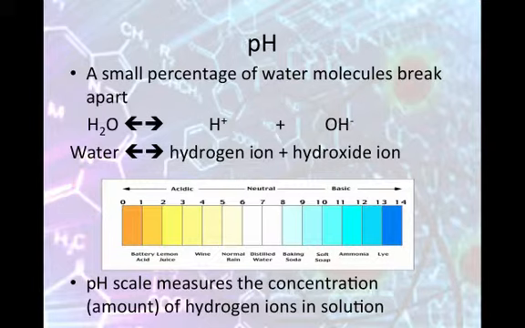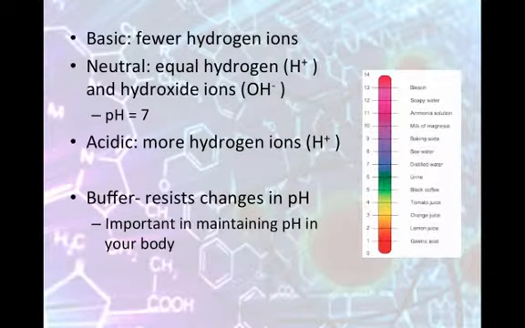pH also involves water because a small percentage of water molecules are always breaking apart to form hydrogen ions and hydroxide ions. The pH scale is used to measure the concentration of hydrogen ions in a solution. If something is basic or alkaline, it has fewer hydrogen ions. If something is neutral, it has an equal number of hydrogen and hydroxide ions. And if something is acidic, it has more hydrogen ions than hydroxide ions.